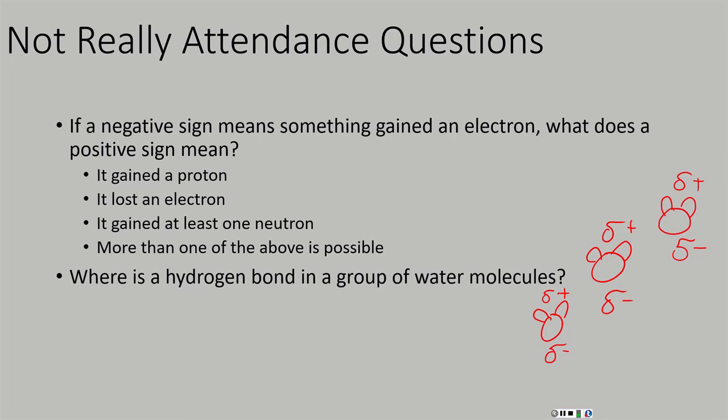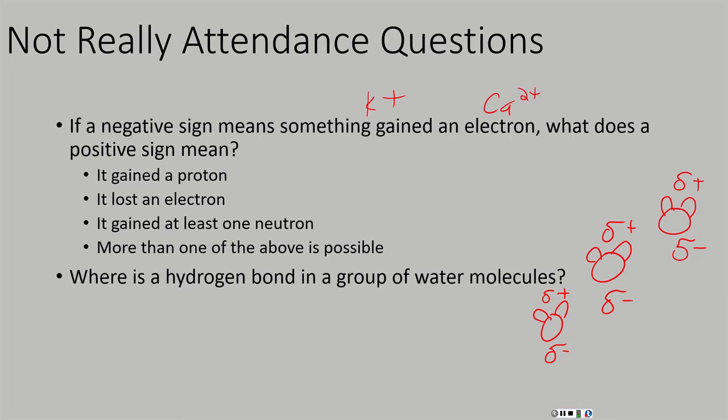Okay, so let's see what we got on those. If a negative sign means something gained an electron, what does a positive sign mean? So if we saw something like K plus or Ca2 plus, something like that, what does the positive sign mean? Does it mean that it gained a proton, that it lost an electron, that it gained at least one neutron, or more than one? Well, if we see a positive sign, remember if we saw a negative sign, that meant that it gained an electron.